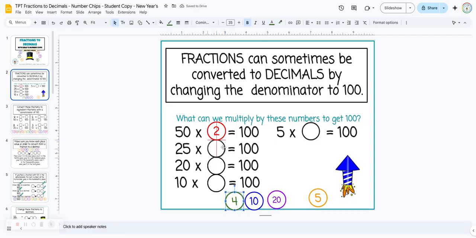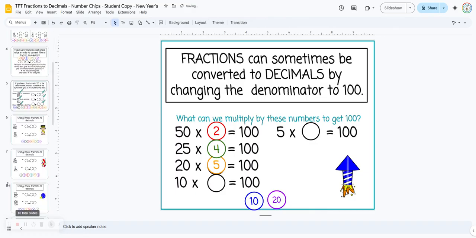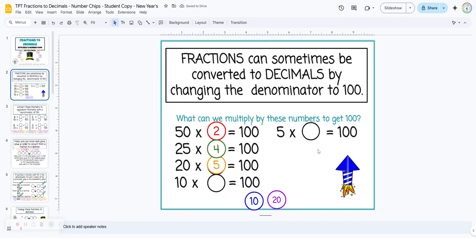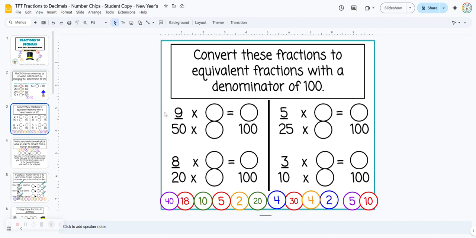And every slide has every number the students need. So as they get farther through the lesson and they use all of the numbers, but the numbers aren't working, they know they've made an error somewhere and they need to go back and check. So the next slide is just changing these fractions to equivalent fractions with 100 in the denominator.